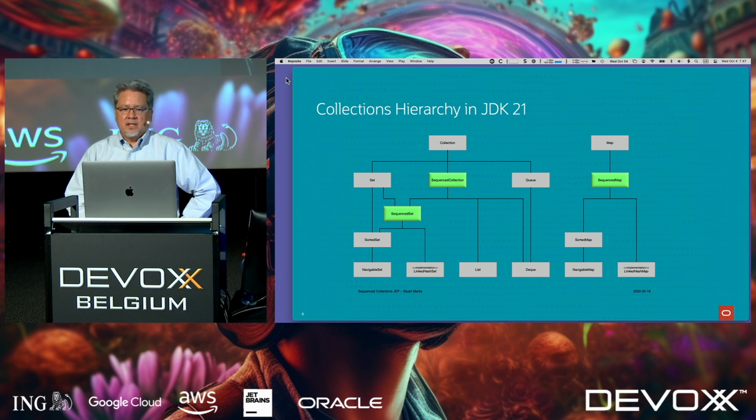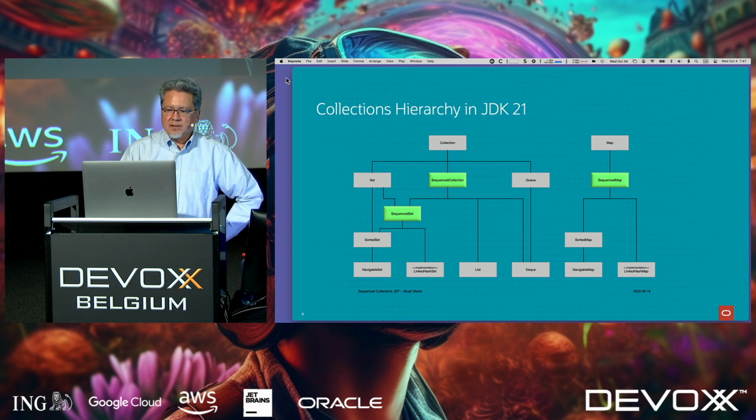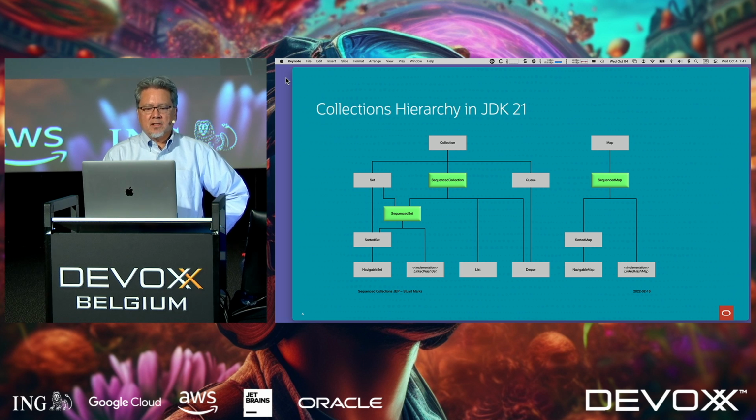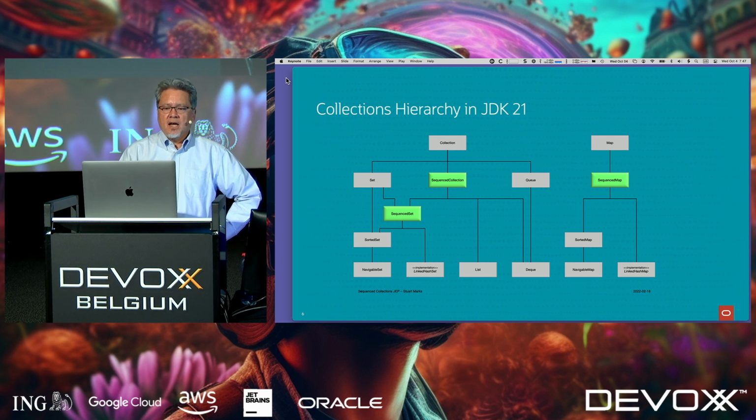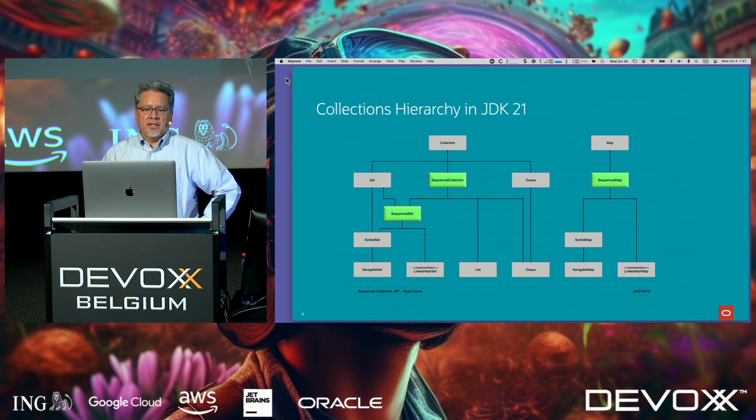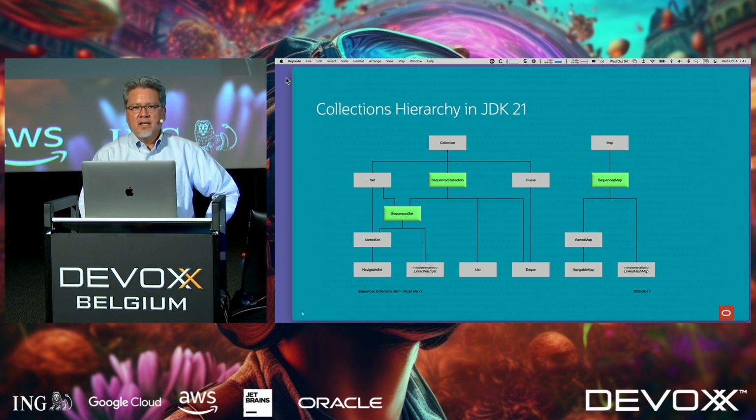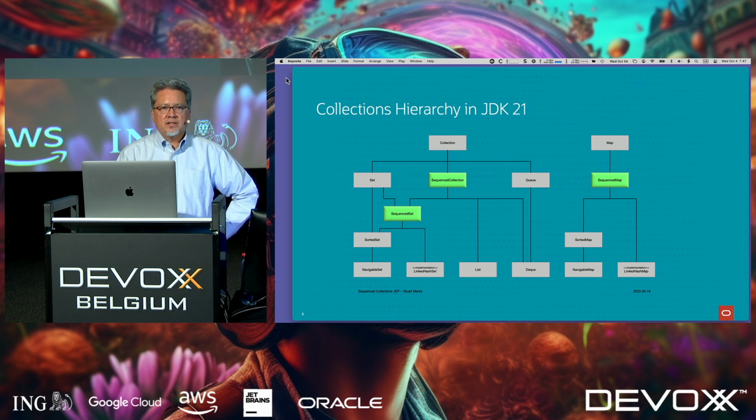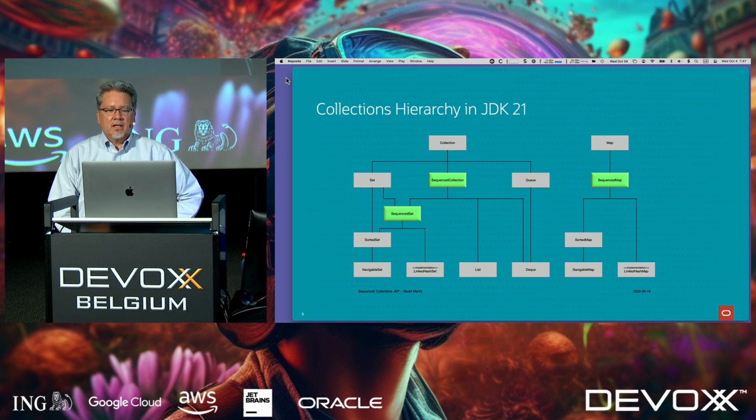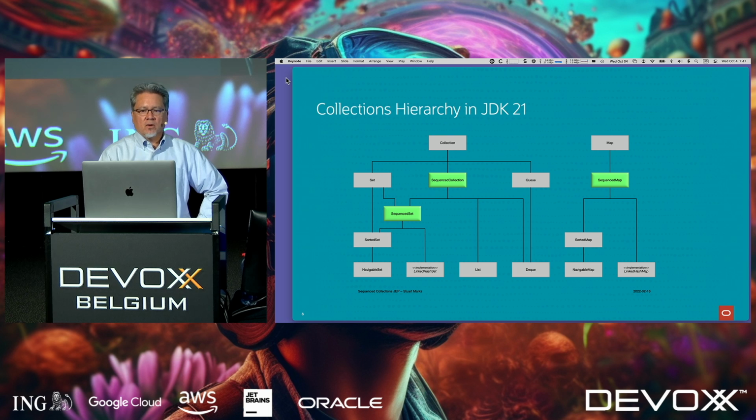Okay, and this is how we have retrofitted these interfaces into the collections hierarchy. The green items are sequenced collection, sequenced set, and sequenced map. If you look at sequenced collection, you can see that it's fairly high in the hierarchy because there are a bunch of things underneath it. In particular, it covers sorted set, navigable set, linked hash set, list, and deque. A lot of things implement sequenced collection, so the operations that are on there end up being inherited all across the hierarchy.